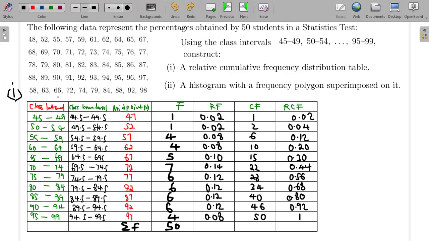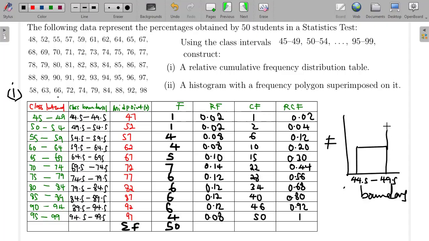To construct a histogram, you just plot the frequency against the boundaries. So you're going to draw something like this. You put frequency here, then the boundaries here. You're going to be drawing bars. The height of those bars will just be the frequency, and the width will be the class boundaries. So for example, if I'm coming from 44.5 to 49.5, I'll draw a bar that goes up to the frequency of 1, like that, and then it comes down. Then you continue just like that.